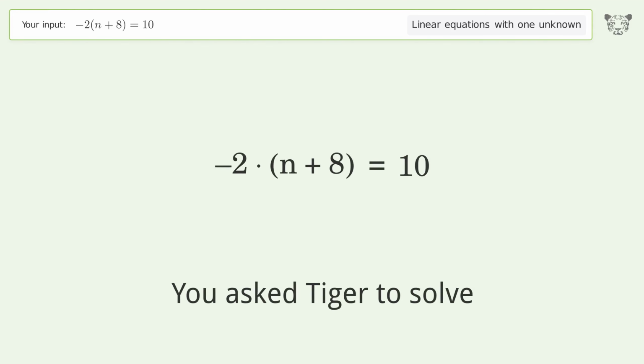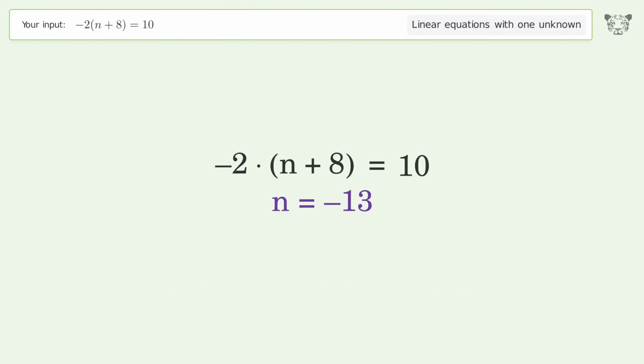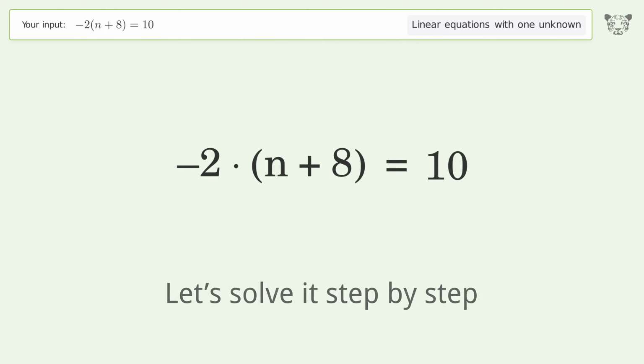You asked Tiger to solve this. This deals with linear equations with one unknown. The final result is n equals -13. Let's solve it step by step.